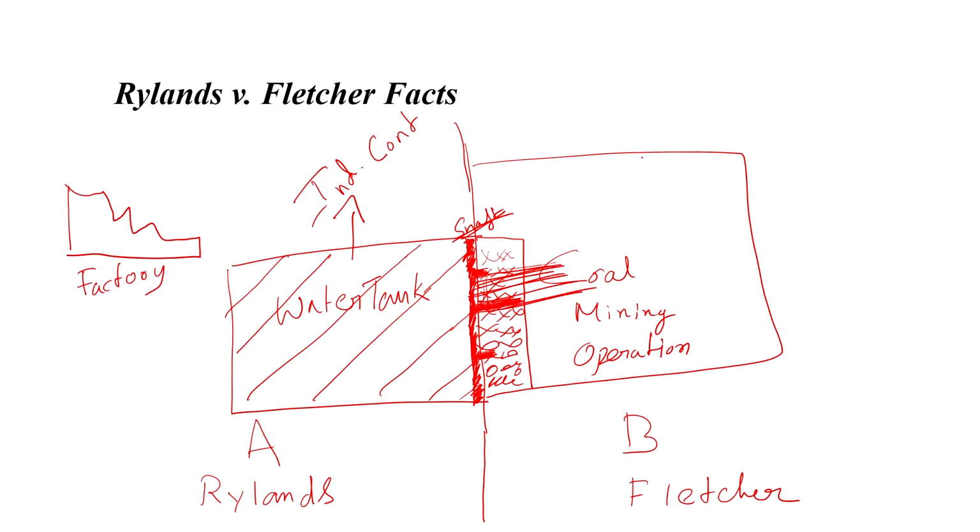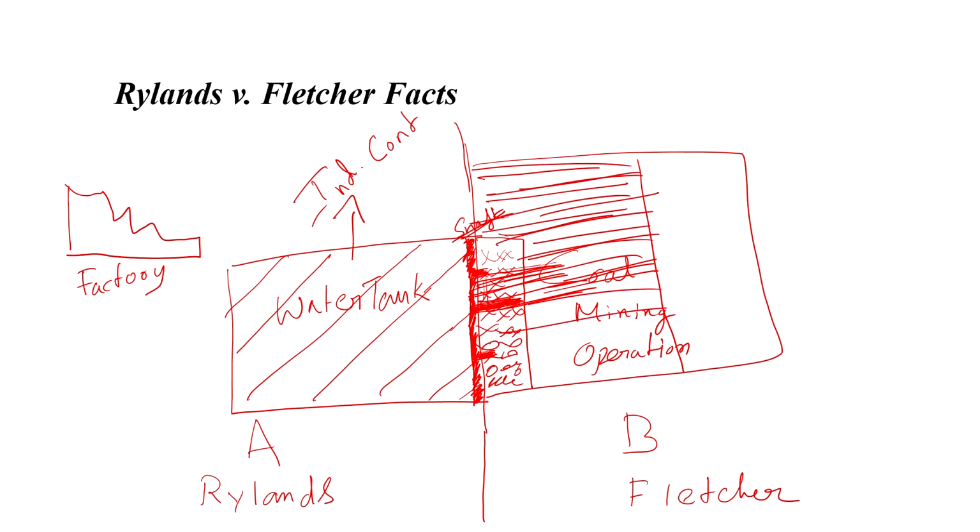This entire portion of the coal mine, which belongs to Fletcher, was completely flooded and submerged in water and caused huge loss to Fletcher. Now, Fletcher filed a case seeking compensation. The problem was, under what ground or what theory of law could Fletcher establish his cause of action?